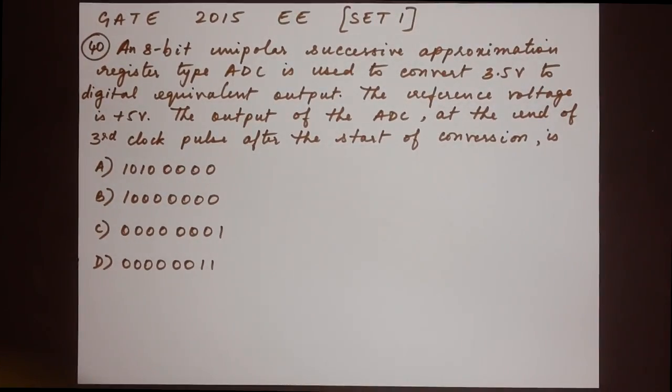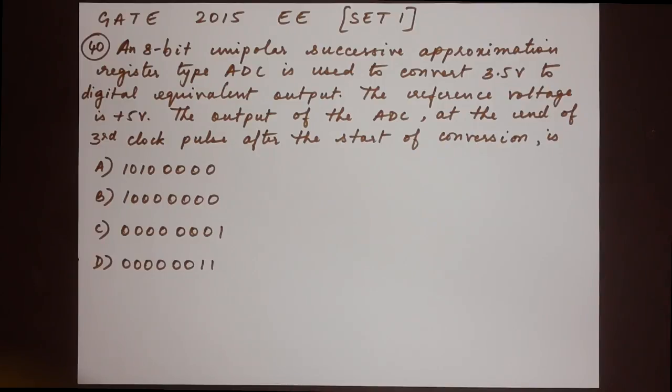Here's the next question, number 40. An 8-bit unipolar successive approximation register type ADC is used to convert 3.5 volts to digital equivalent output. The reference voltage is plus 5 volts. The output of the ADC at the end of the third clock pulse after the start of conversion is, well, we have our 4 options, and they are all 8-bit.